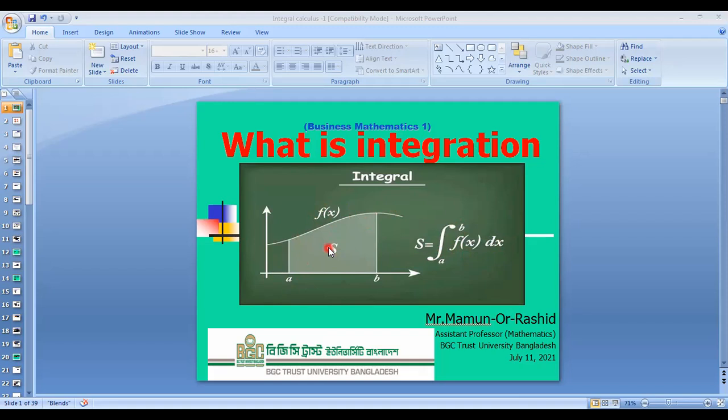Suppose in business we have to find the consumer surplus or producer surplus, etc. We can find the cost from marginal cost by using integration, and the profit from marginal profit, or the revenue from marginal revenue. We have to use integration in business, in economics, everywhere. But in engineering applications, it has a vast use. So today we'll try to understand the basic concept of integration.